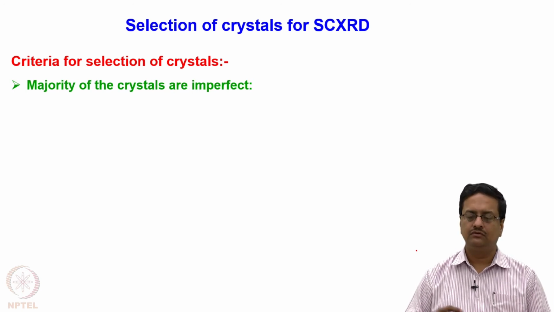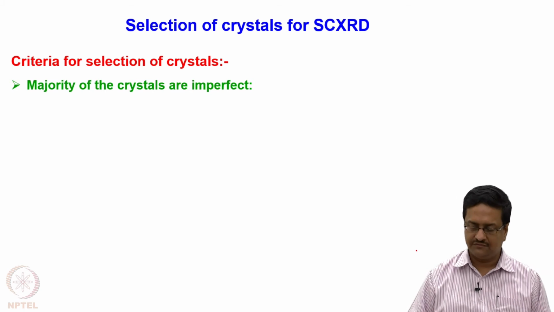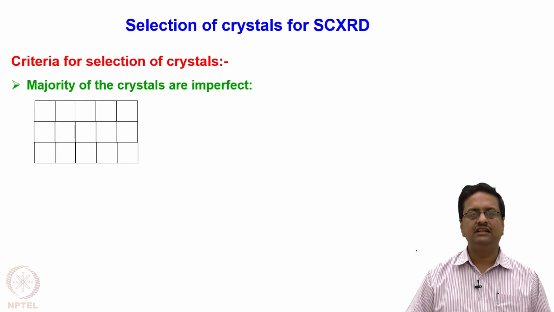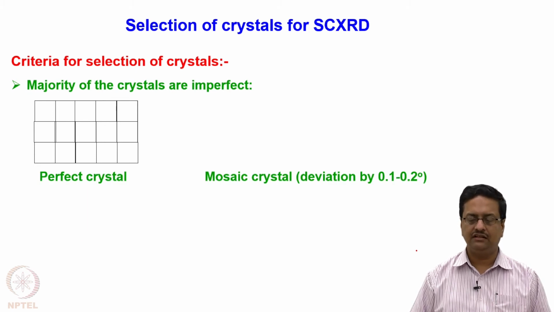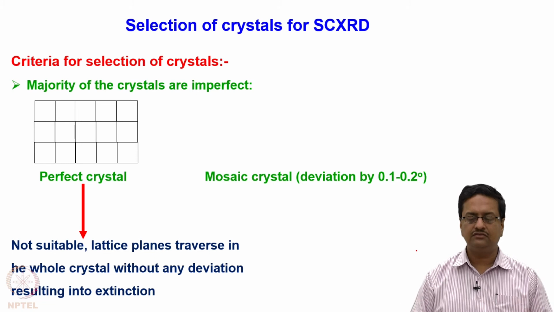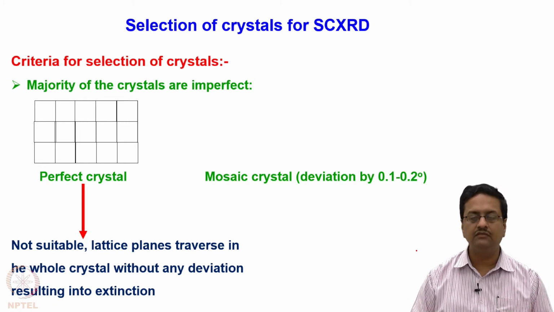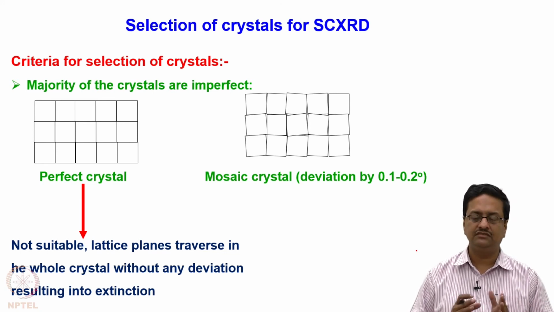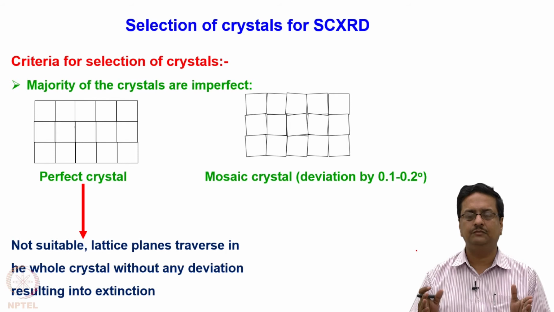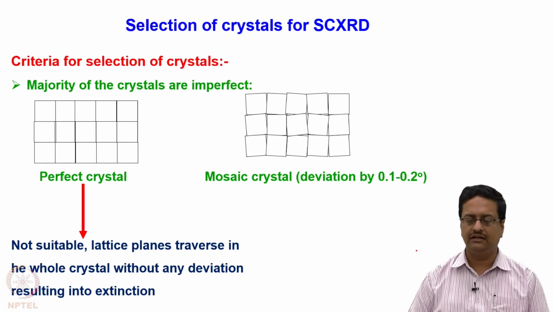Whatever crystals we grow are imperfect in one sense. If all the unit cells are arranged in a very uniform manner as is shown here, we call it a perfect crystal, which means it is not suitable because the lattice planes traverse the whole crystal without any deviation, and that may end up in extinction, because the diffraction from one set of parallel planes going in a particular direction may get internally reflected and come back, and there may be extinction coming out of that.